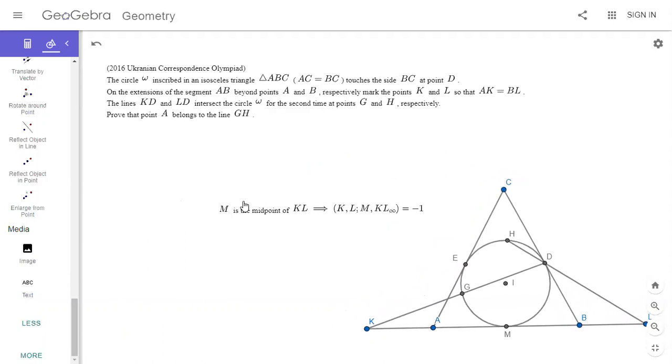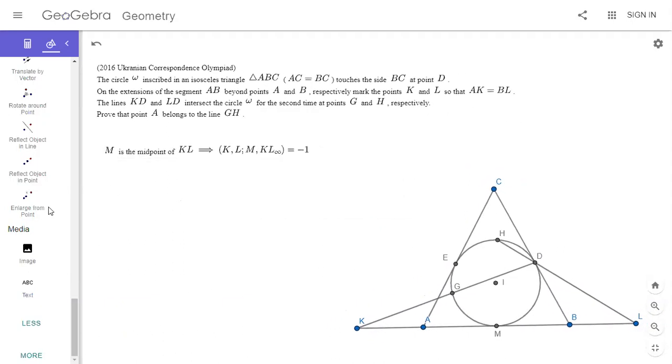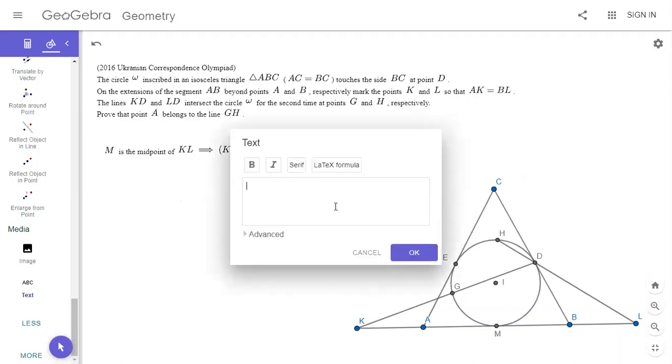And then we can project those through point D. And then we get H, G, D, M, E is equal to -1. And that's since DE is parallel to KL by symmetry.